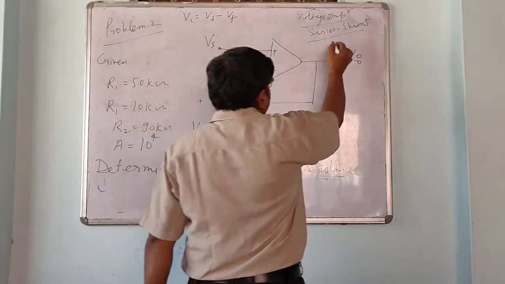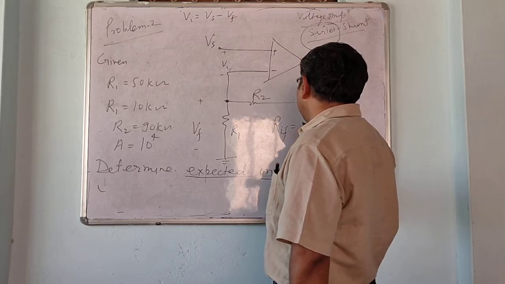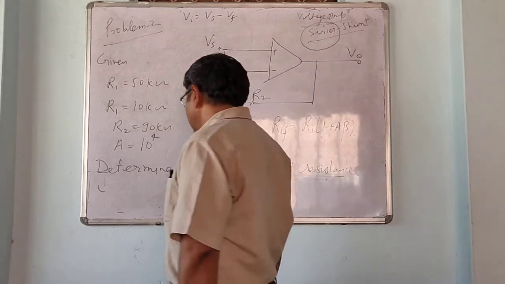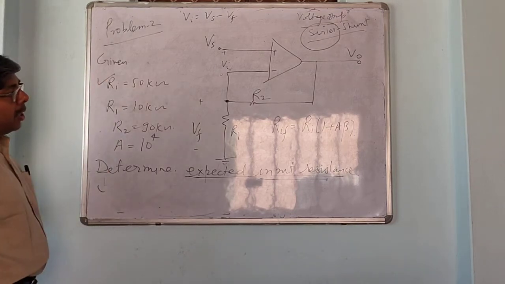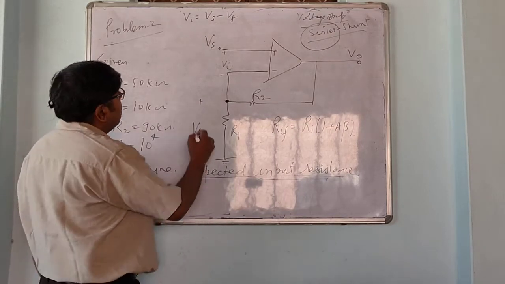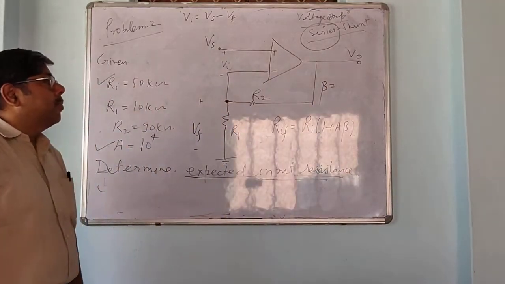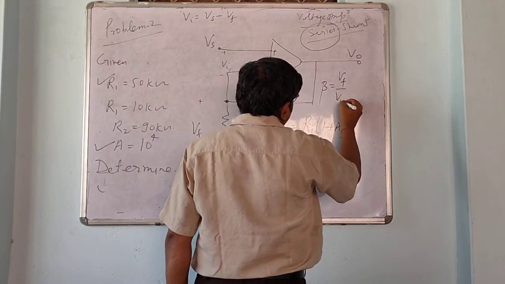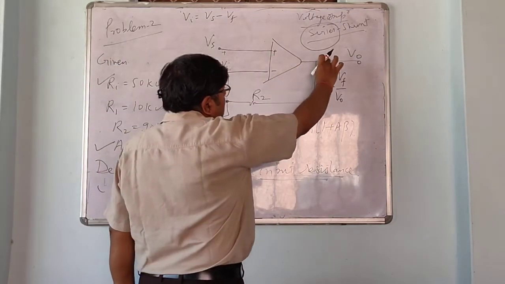So the input connection is series. What is the input resistance for this problem? It is given by Rif = Ri(1 + A beta). Now what is given? Ri is given. A is given. You have to calculate beta. First calculate beta. By definition, beta is the feedback signal upon output. Feedback is this, output is this.